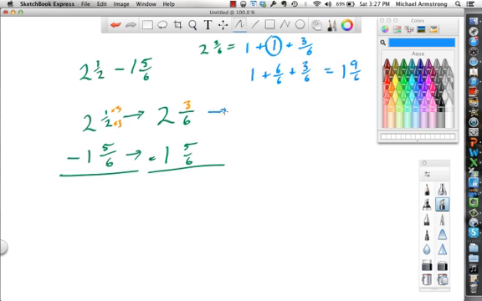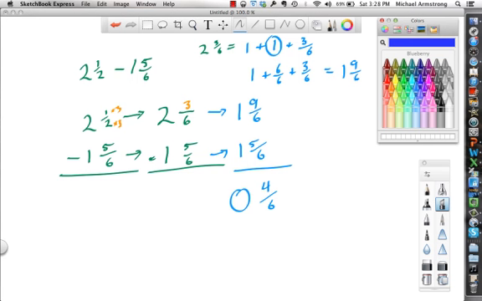So we're really going to rewrite this as 2, nope, not 2. We're going to write it as 1 and 9/6, take away 1 and 5/6. And now it's something we can actually subtract. 9 take away 5 is 4. 1 take away 1 is 0. So it's 0 and 4/6, which is just 4/6. We don't need to write it as 0 and 4/6.